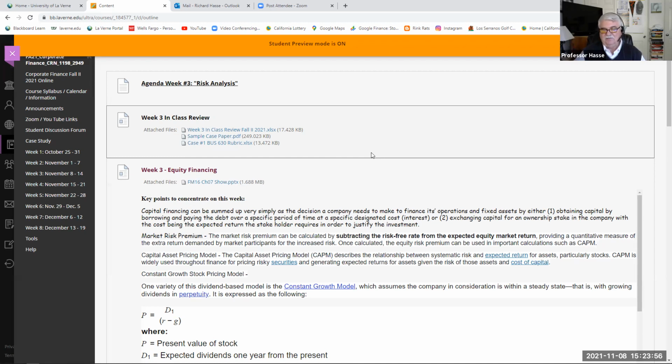A key part of this analysis of equity financing is understanding the concept of risk premium.